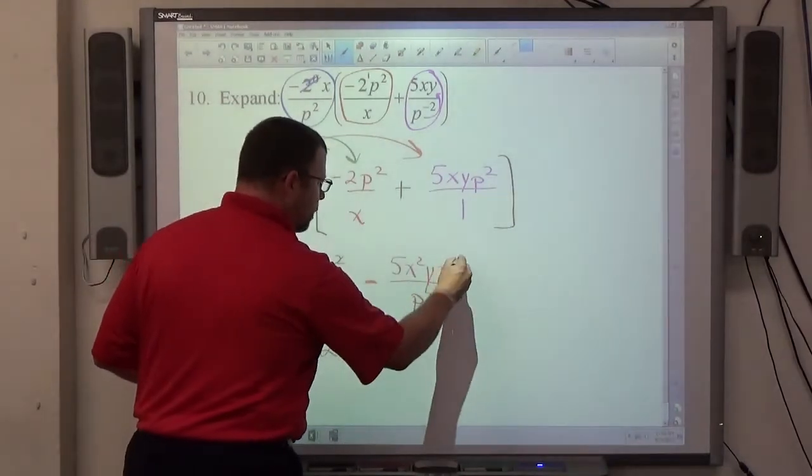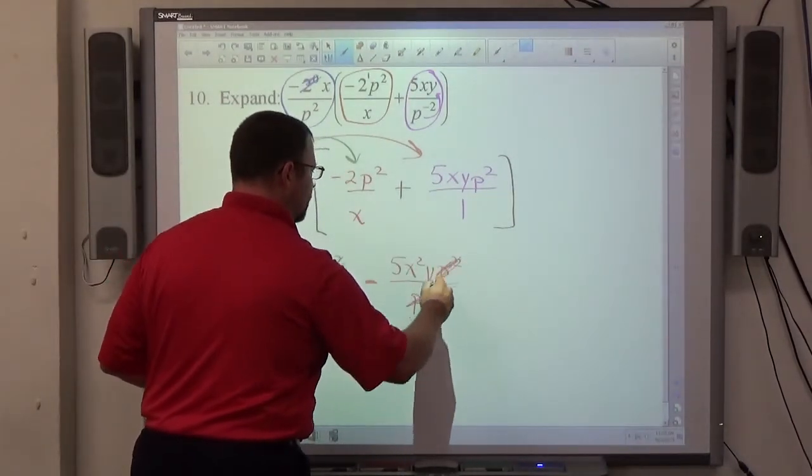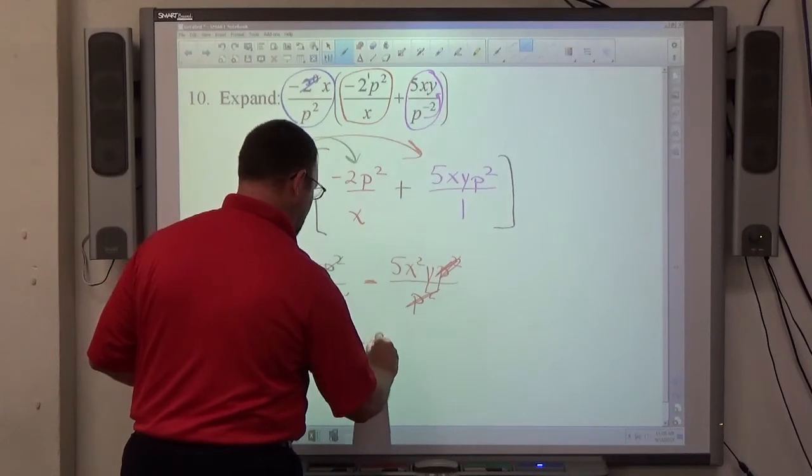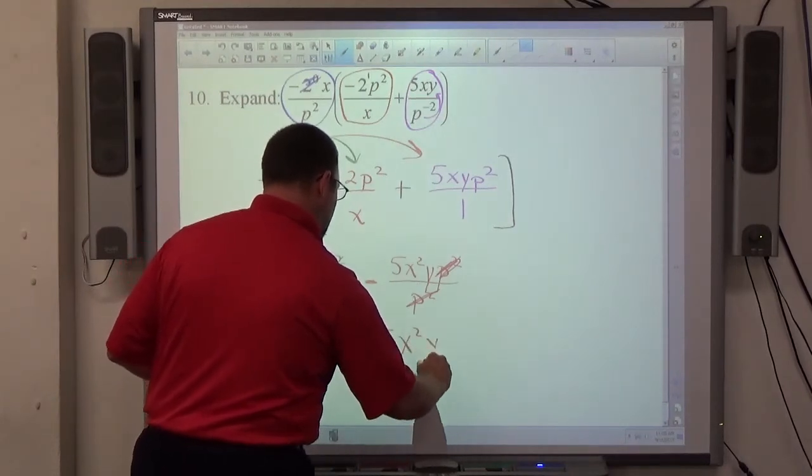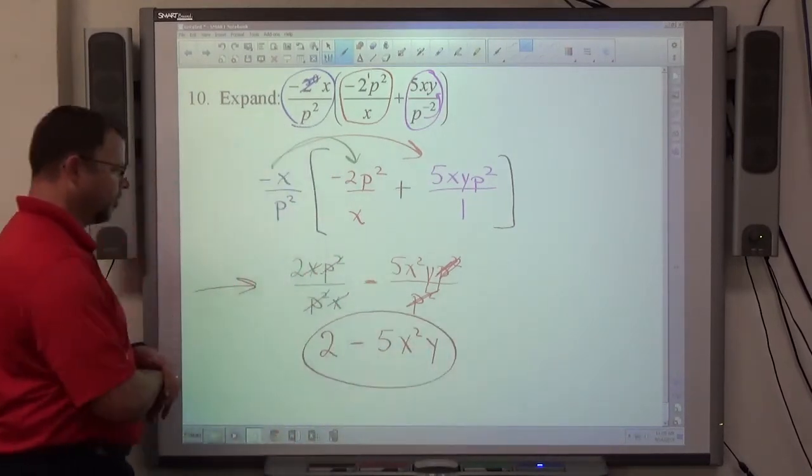On the second one, p squared is the same as p squared, they cancel. Everything else has no like pieces, so nothing happens to it. So 5 x squared y. That is the simplest version of the answer possible.